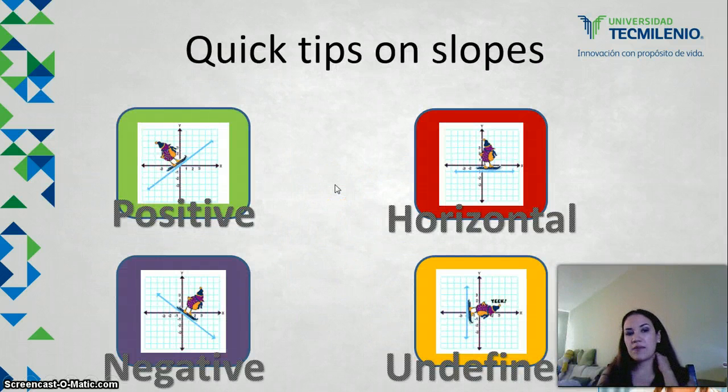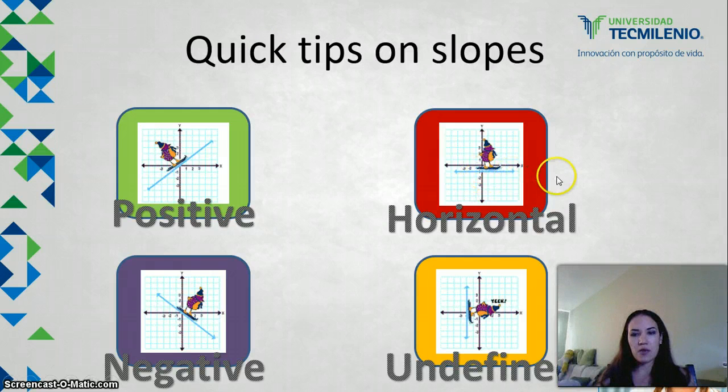And I'm going to give you quick tips on the slopes. When the line goes from the negative numbers to the positive numbers in an upward direction, then the slope is said to be positive. When you have the opposite thing, when the line goes from the positive ones to the negative ones, then the slope is going to be negative. And of course, you can have lines with horizontal slopes.